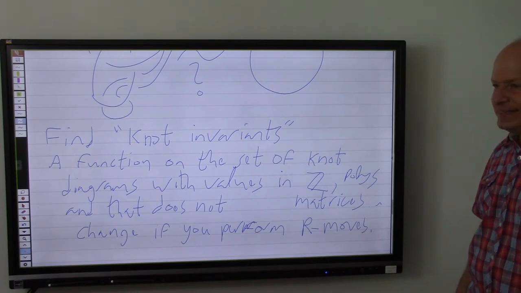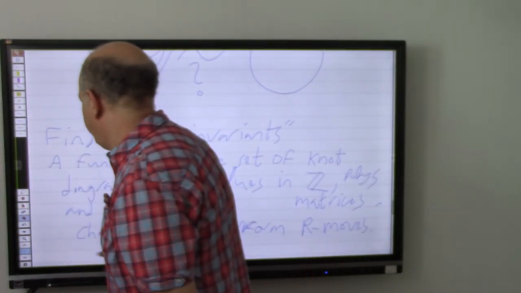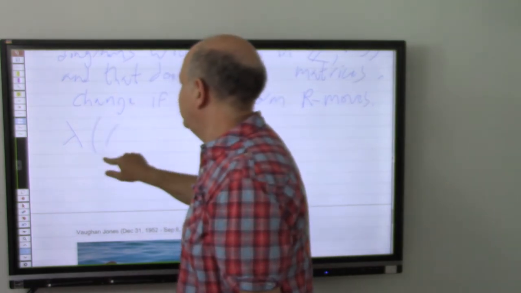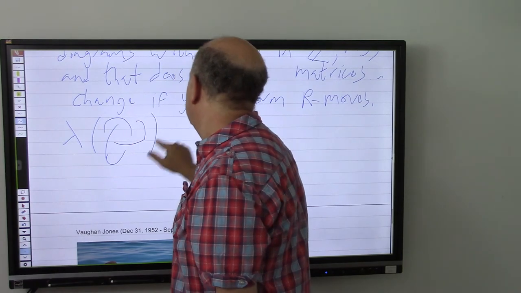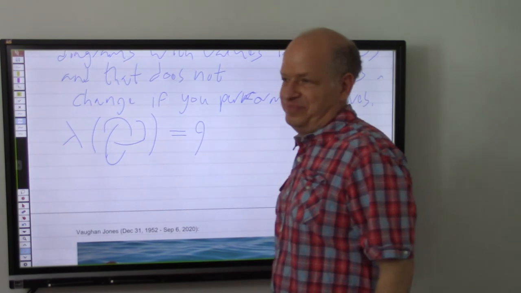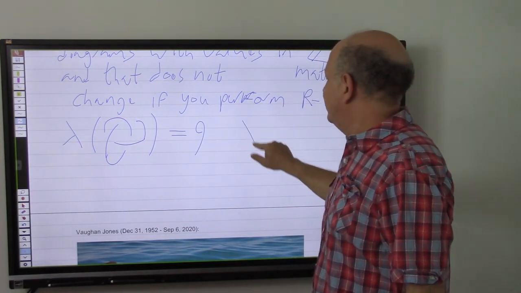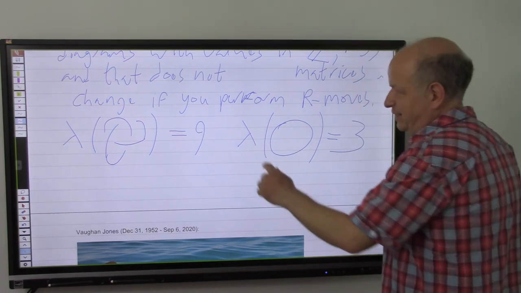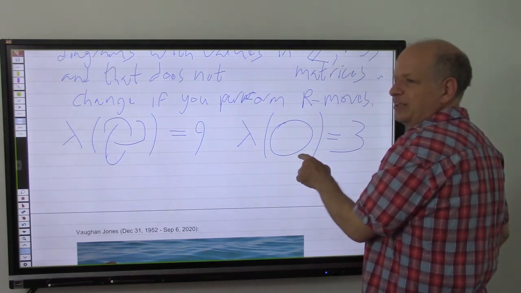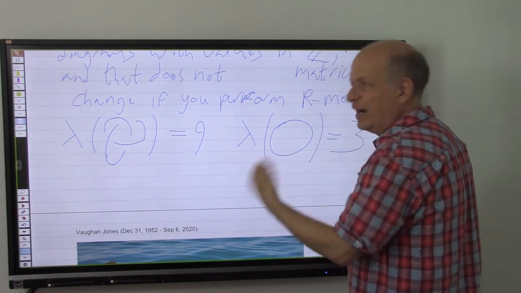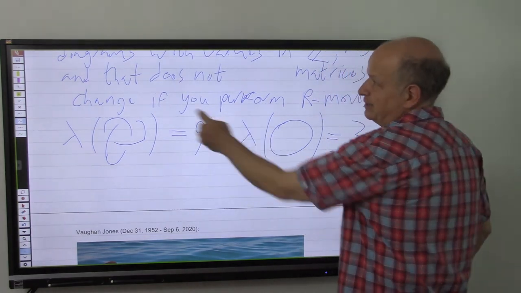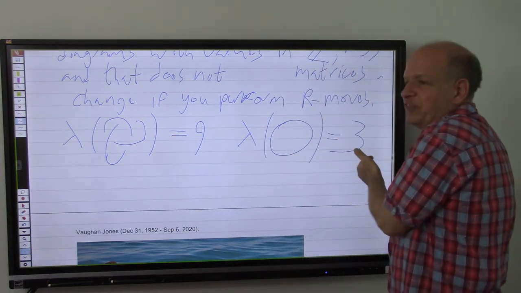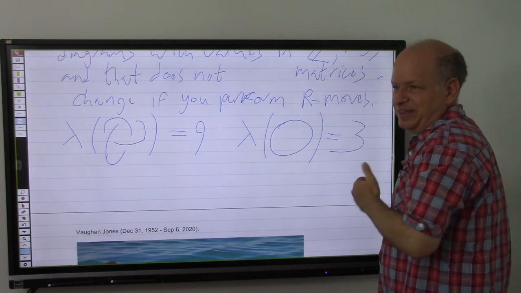Okay? And why is it good? Suppose you had such a function, let's call it lambda, and suppose we computed that lambda of the trefoil knot is equal to, I don't know, 9, and suppose I computed that lambda of the unknot is equal to maybe 3, then I know that the trefoil is not equivalent by a sequence of Reidemeister moves to the unknot, because if it was equivalent, lambda would not change values. That's the invariance property. But lambda does have different values on the two things, so they're not equal. Okay? Is it clear?